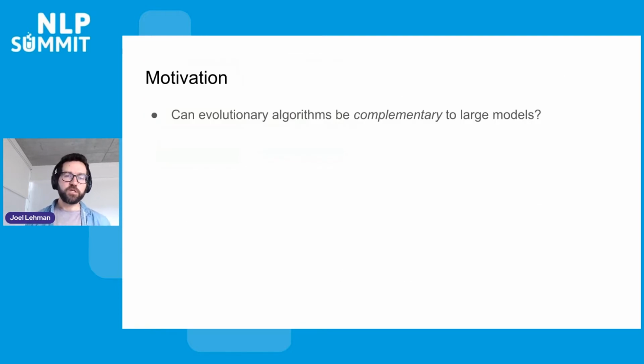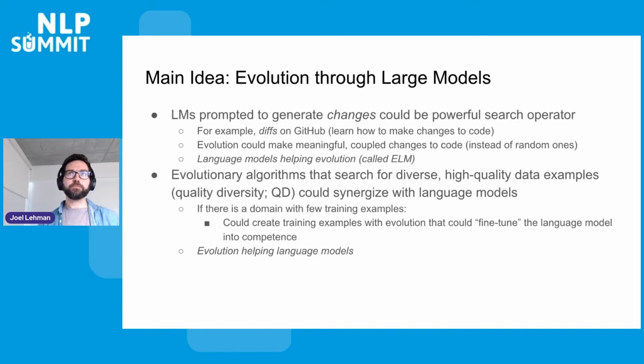So the main motivation for this work involves evolutionary algorithms and large models. And the hope here is to bring these two together in a way that has a lot of synergy, so that there's something that an evolutionary algorithm could bring to large models, and there's something that large models could offer to make a new kind of evolutionary algorithm.